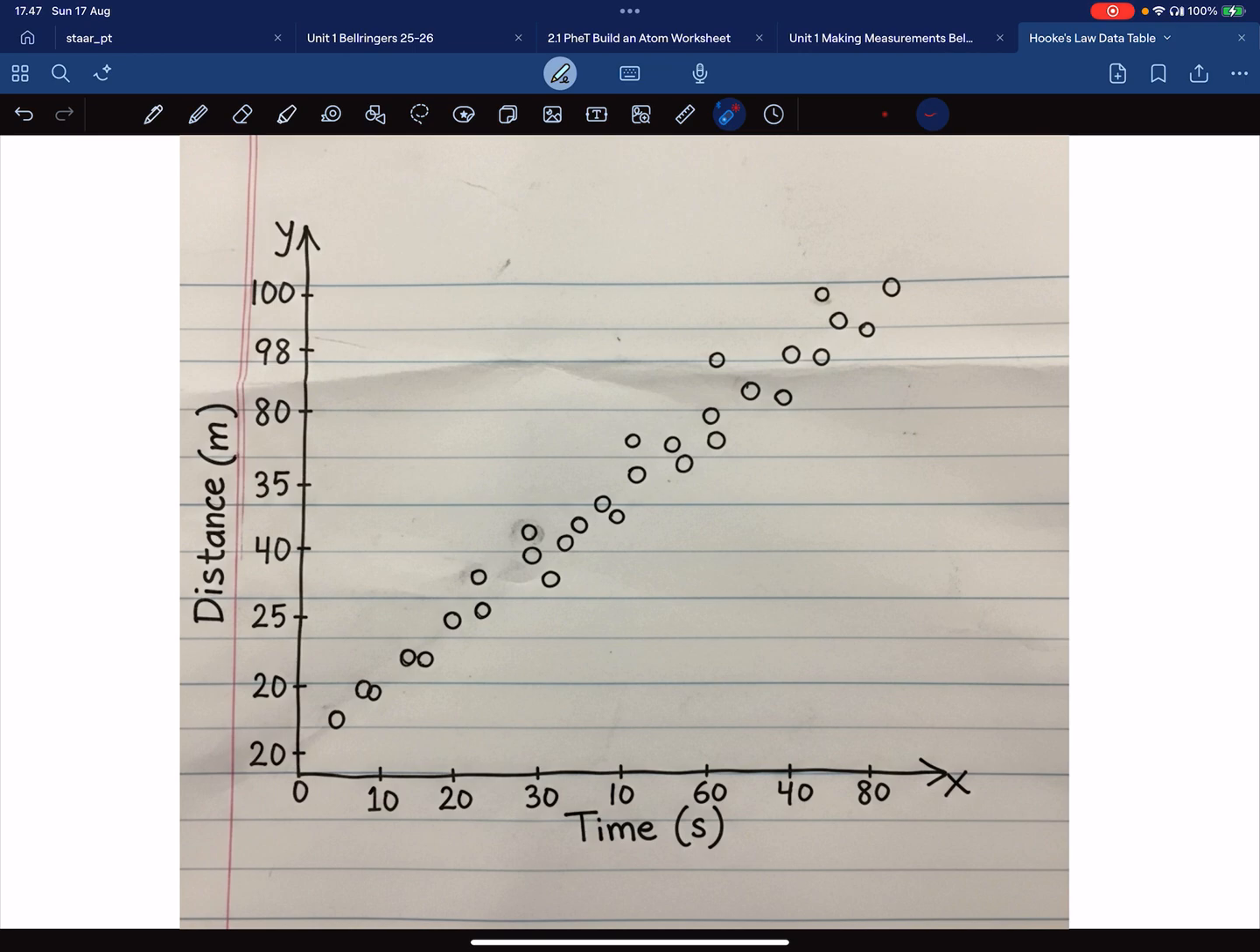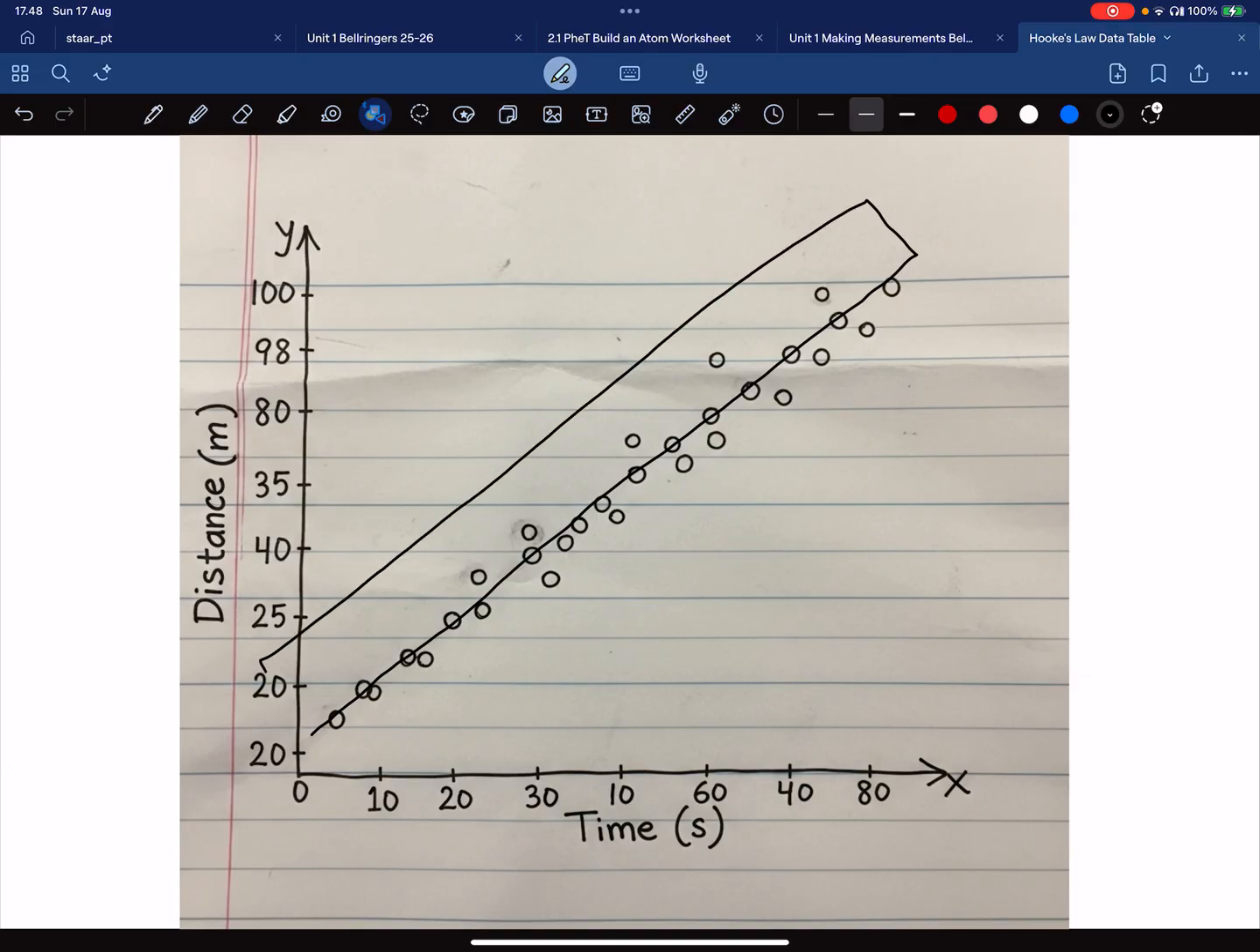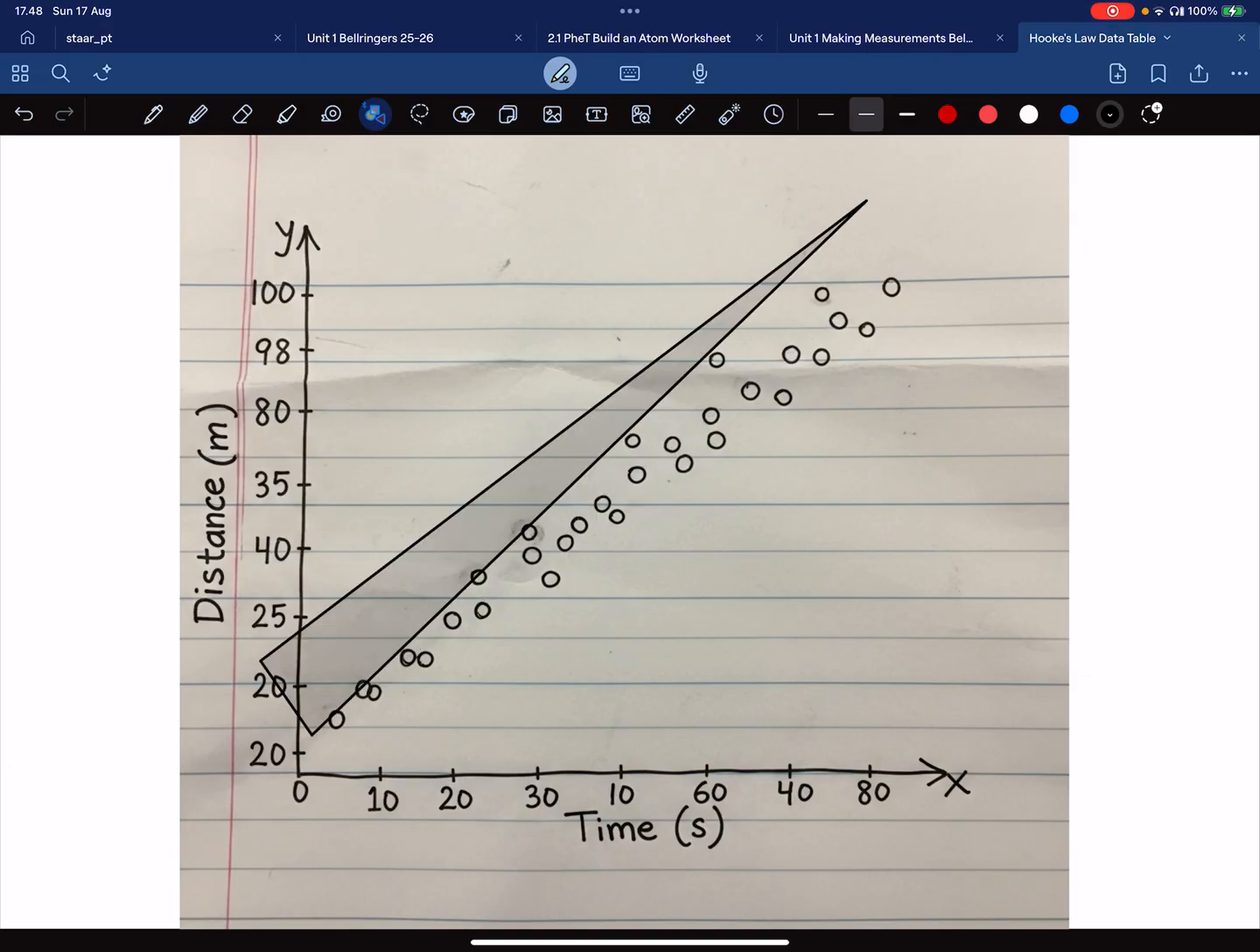So what you're going to do is you're going to take your ruler and you're going to place it so that there's approximately the same number of points on either side of the ruler. Okay? So let me see if I can emulate that. So if my ruler looked like this, whoopsie, that clearly didn't work.